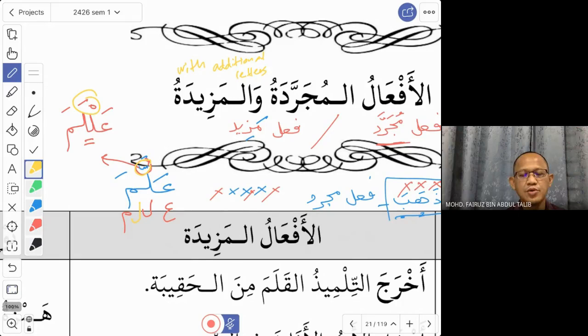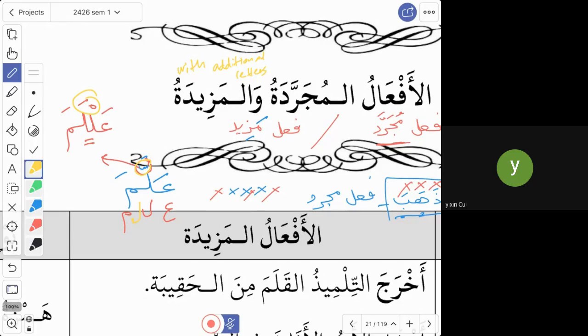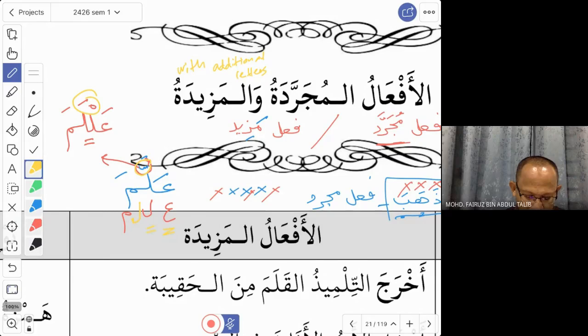Okay, so what are the root words? What are the root letters? Ain, lam, and mim. So the root letters for this word are ain, lam, and mim. But plus another letter. And the additional letter here is of the same type as the middle letter, which is the letter lam. So this is what we mean by fi'l mazid, which means that on top of the original huruf, you have an additional letter. Okay, so this is the idea of a fi'l mazid.